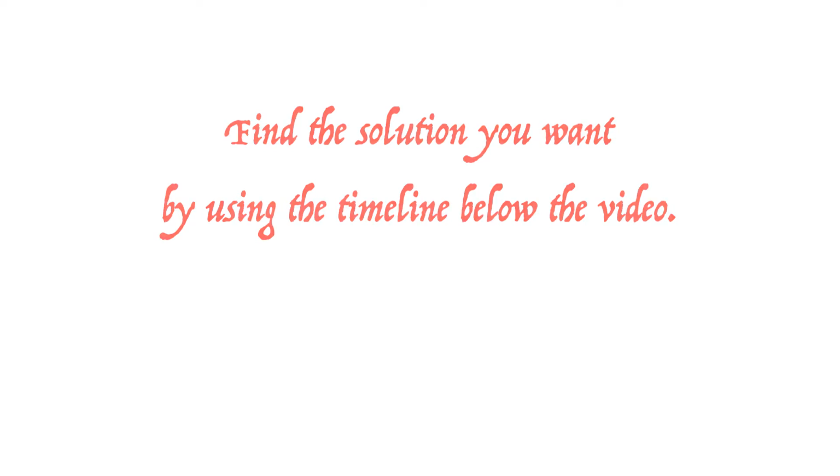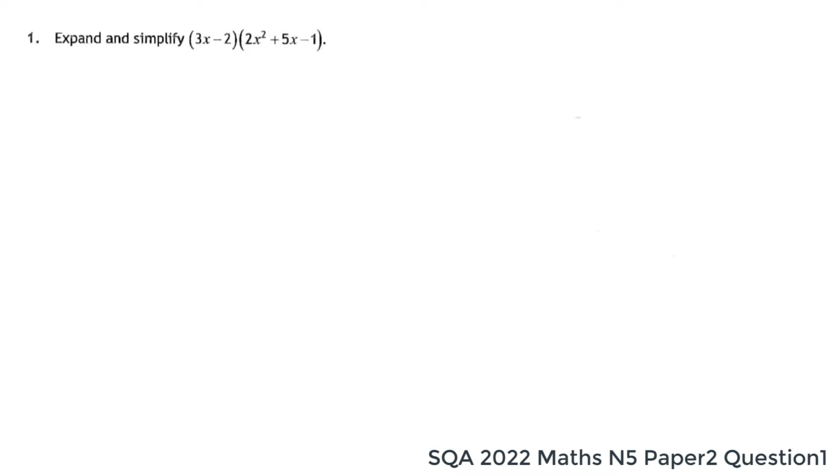So let's get going. So here's question 1, where we're asked to expand and simplify this algebraic expression. We have two brackets. The first one has a linear expression, 3x minus 2, terms in that expression. The second bracket that we're multiplying is a quadratic expression, so there's 3 terms in that second bracket.